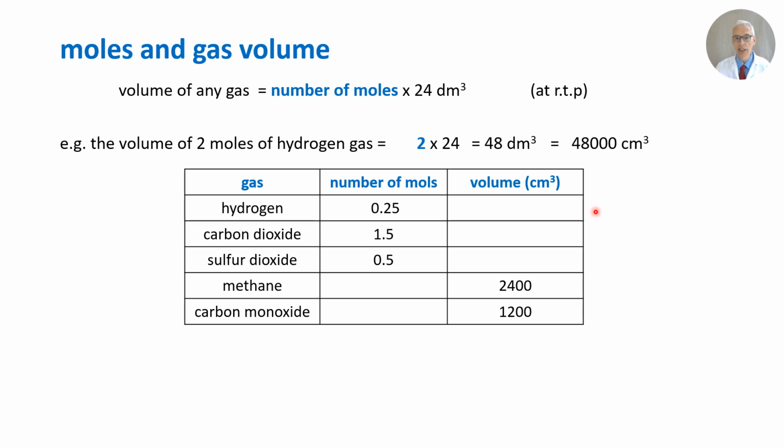So here's an incomplete table. 5 gases. We've got the numbers of moles for 3 of them and the volume for 2 of them. Could you calculate the volume occupied by the number of moles and the numbers of moles that reflects the volume? Pause. Complete. Come back to check and correct when you are ready.